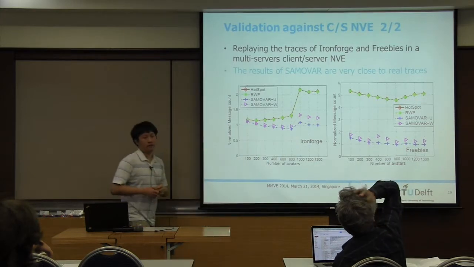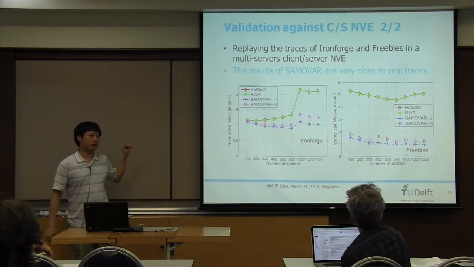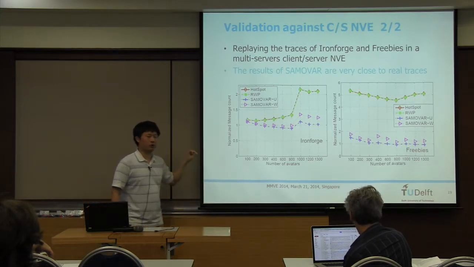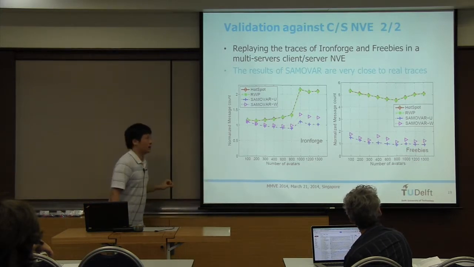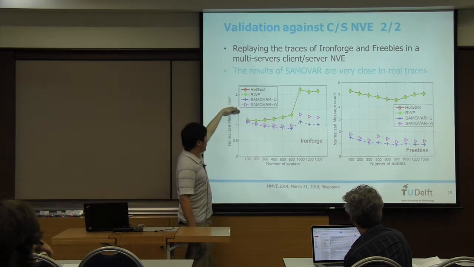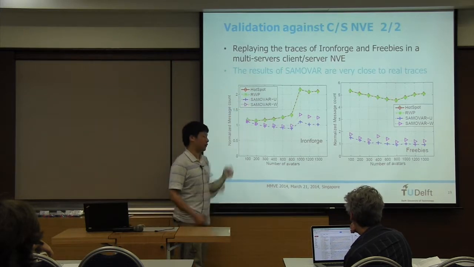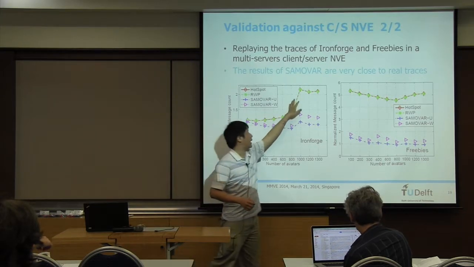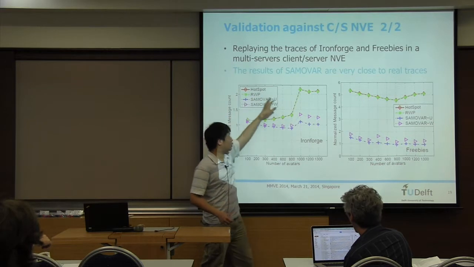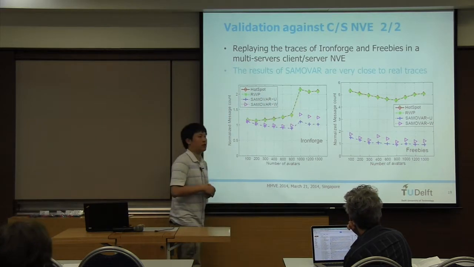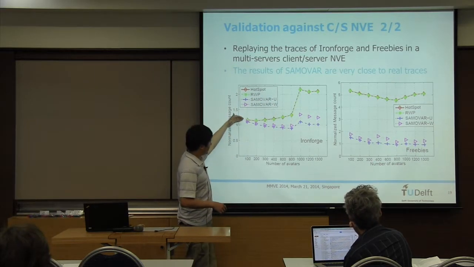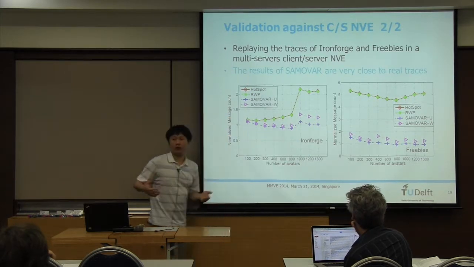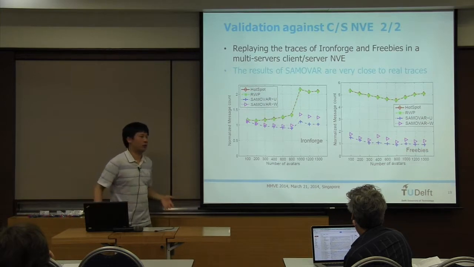This means that the result produced by our model follows very closely to the real traces. Compared to the other models widely used in MVE evaluations, our model is much better. You can see that those models can be twice as high as the real traces, while our model is between 1.1 and 1.2. So the result produced by our model is very close to the real traces.